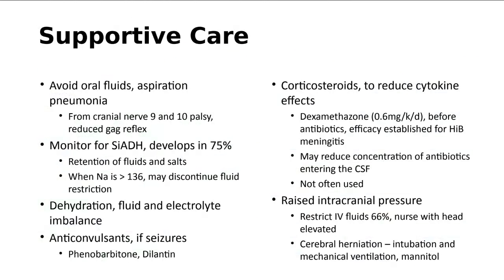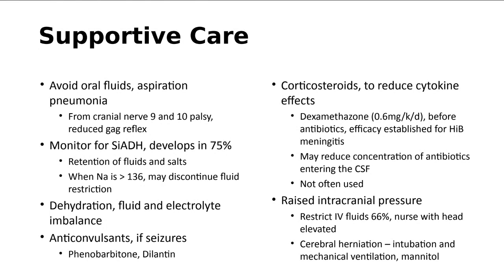For supportive care, we usually go with oral fluids, and we pay very careful attention to the possibility of aspiration pneumonia. Why? The gag reflex can sometimes be involved because cranial nerve 9 and cranial nerve 10 exit from the base of the brain, and when there is edema or inflammation around these nerves, you can have a reduced gag reflex, and it may not be obvious to you, so you have to be very careful as to how you feed these children. You need to monitor them for inappropriate secretion of ADH, and this develops in about 75% of patients.